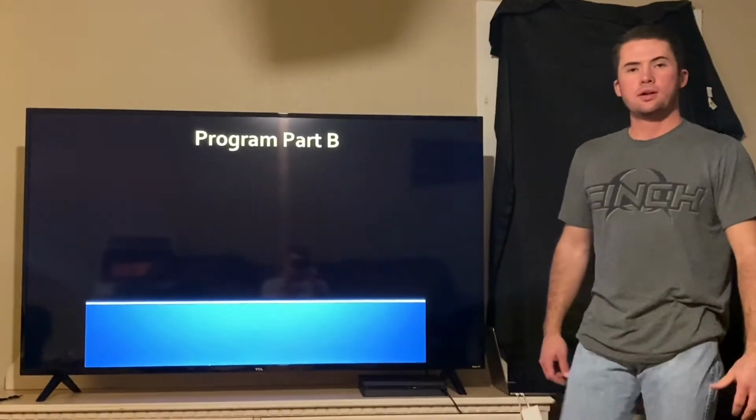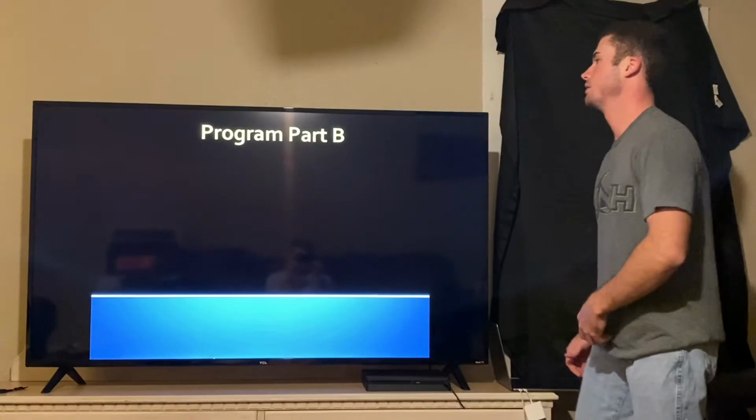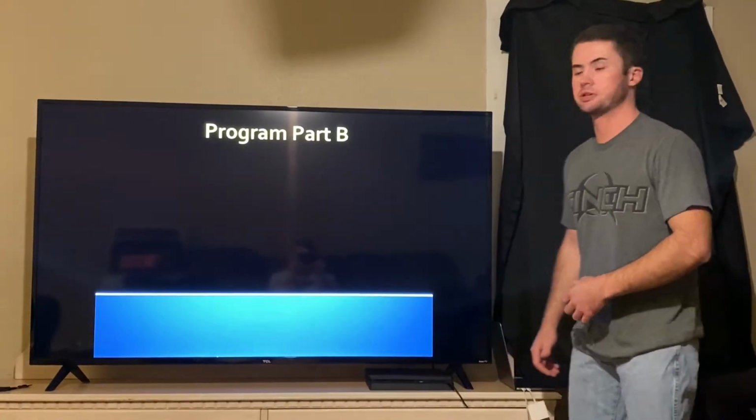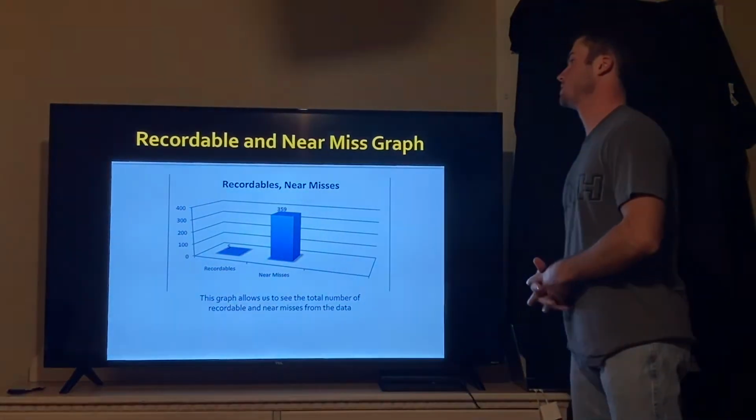My name is Cole Watkins, and today I'm presenting my Program Part B section of our Safety Program Management project. Our first graph is the recordables and near miss graph.